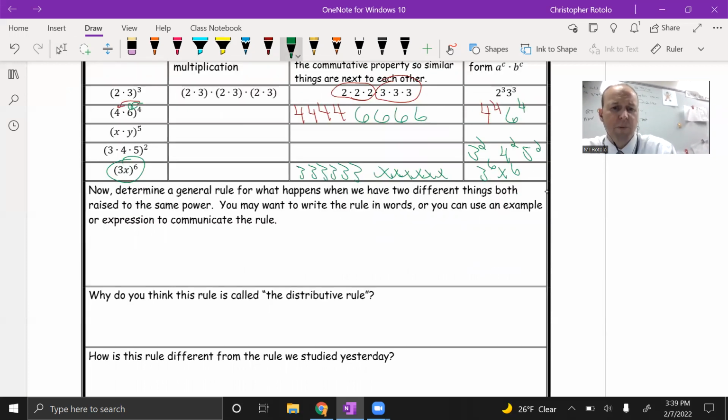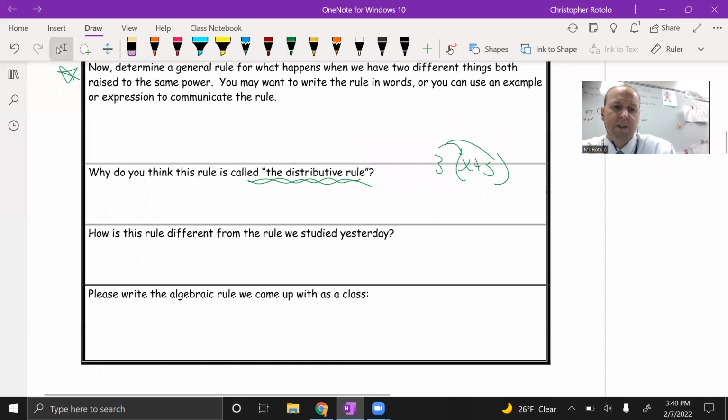All right, so we're going to come up with our rule in words, determine a general rule. What happens? 2 different things, both raised to the same power. Okay, so how would you state this? And why do you think it's called distributive property? Remember distributive property? If we had 3x plus 5, we would distribute that. So very similar to what we're doing.